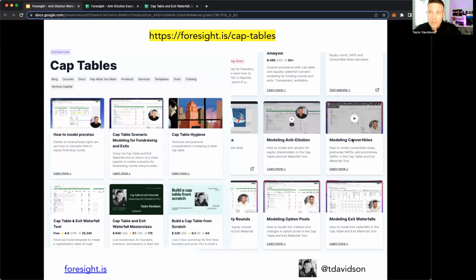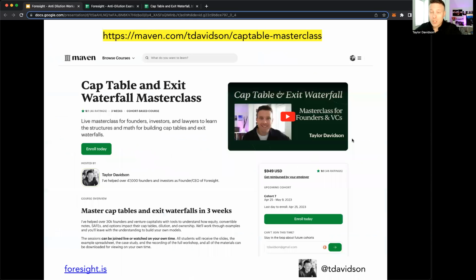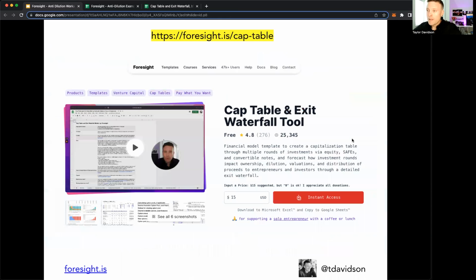There are a bunch of articles you can read through that cover how to do a lot of the mechanics around this. I also teach a class on this where I cover everything from basics to more advanced topics around cap tables, models, and exit waterfalls. If you want to start with just a tool, foresight.is/cap-table, which many of you have probably seen before, is the core tool that I use to do a lot of the models there.